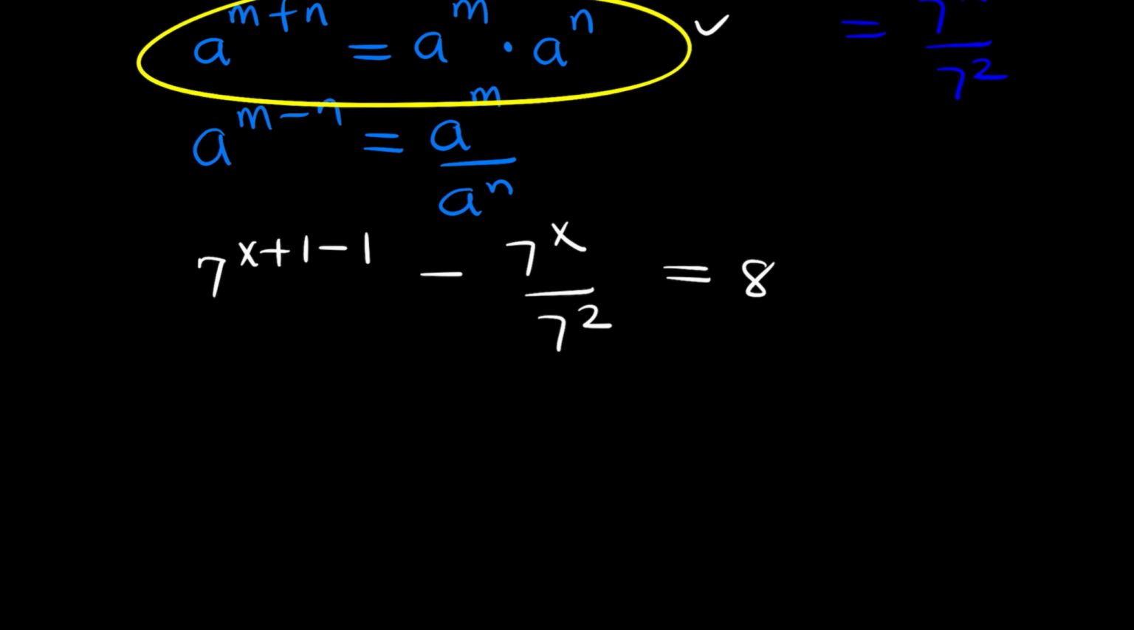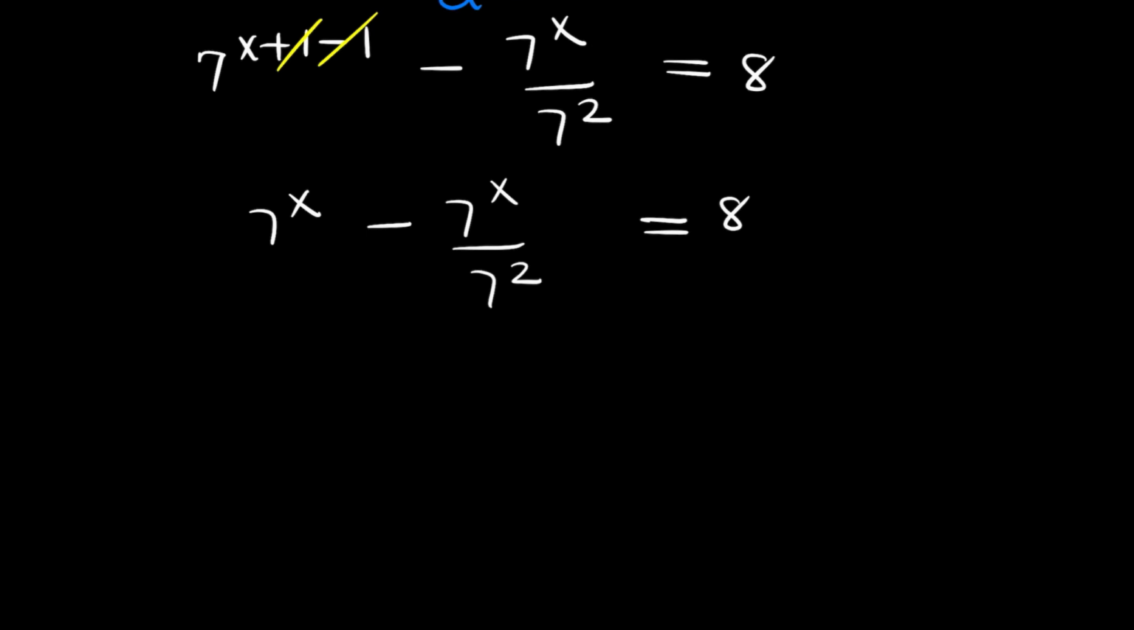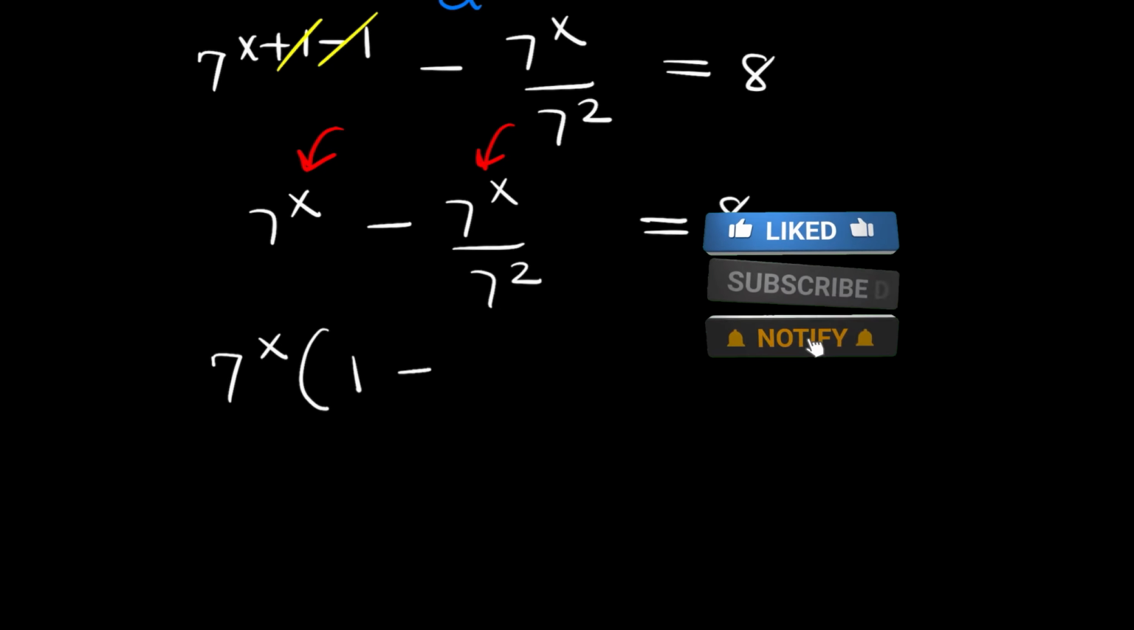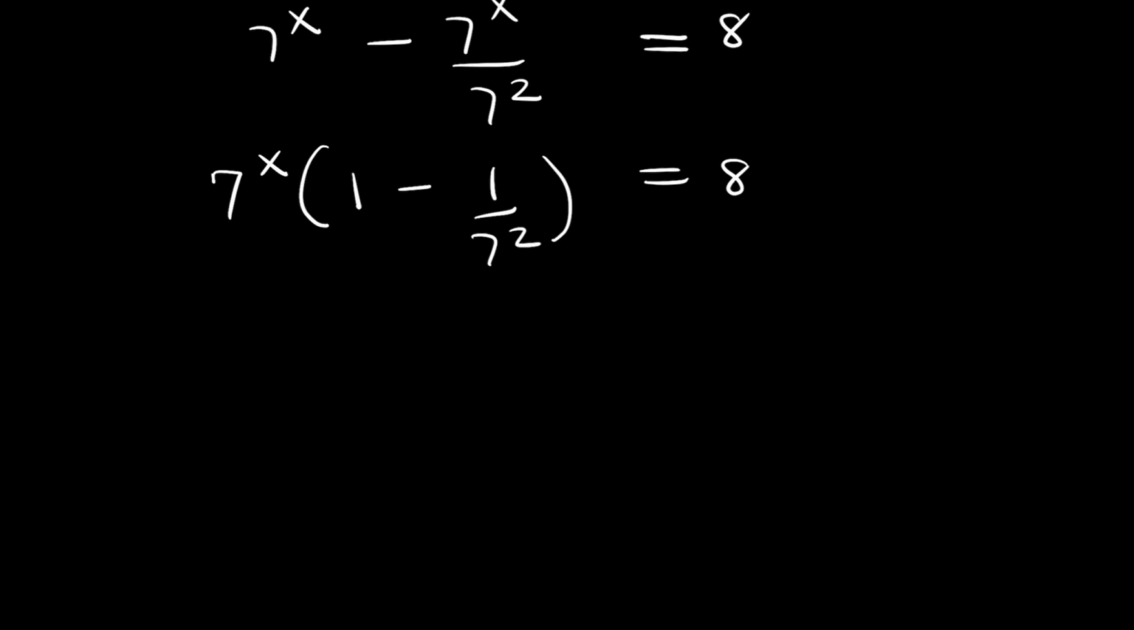Let's tidy up the first expression. Plus 1 minus 1 is 0. So we are simply left with 7 raised to power x here, then minus 7 raised to power x divided by 7 raised to power 2 is equal to 8. We can see that 7 raised to power x is now common to both expressions here and here. So I can factor it out to have 7 raised to power x into, then I have 1, then minus 1 over 7 squared. This gives us 8 as it is in the given equation.